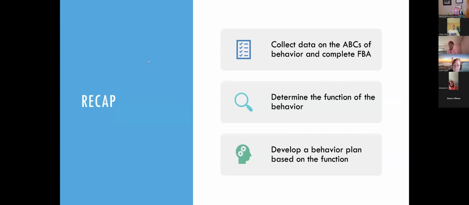So we're going to have a recap now. We're going to collect data on the ABCs of behavior and complete the FBA, which is the indirect and direct phases. We're going to determine the function of the behavior by developing a hypothesis statement that we will then create interventions on. And again, we are reviewing our charts and graphs to determine what actually is the problem here, what actually is happening here. We're going to then meet with BCBAs, and through our own expertise, we're going to develop behavior plans based on the function of that behavior.